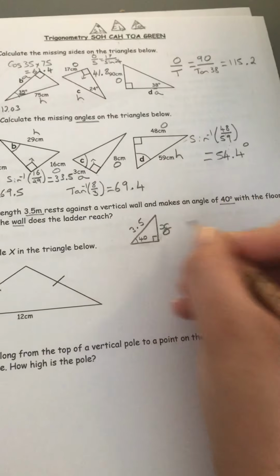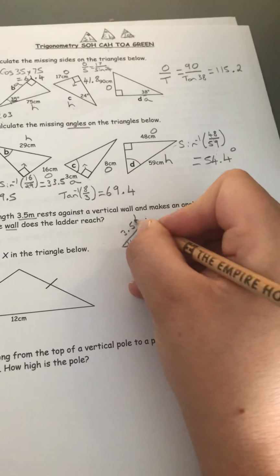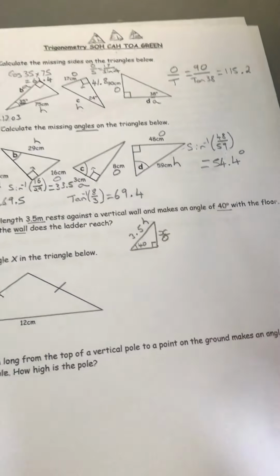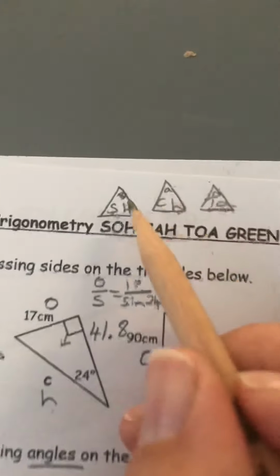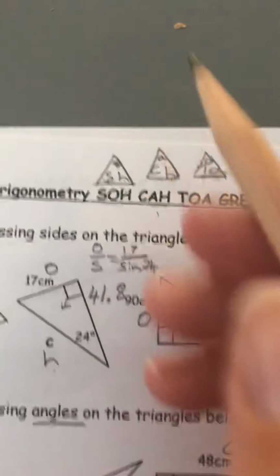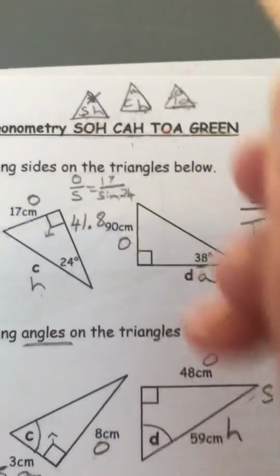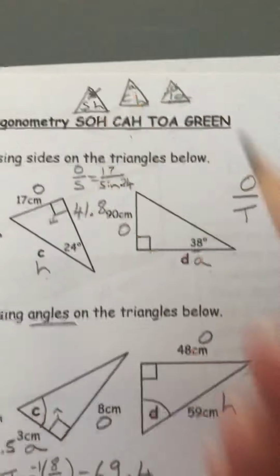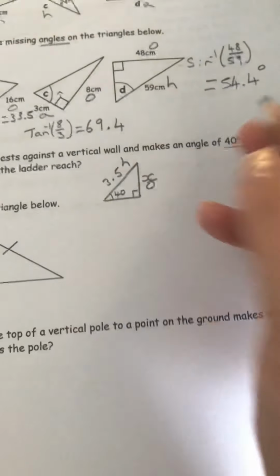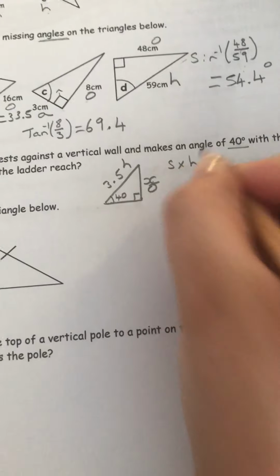X is the opposite. This one's the hypotenuse, the length of the ladder. O and H. So we're looking for SOH. O is what I'm looking for. So I'm left with S times H.